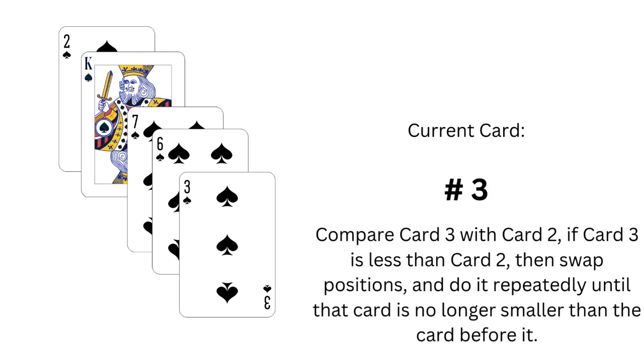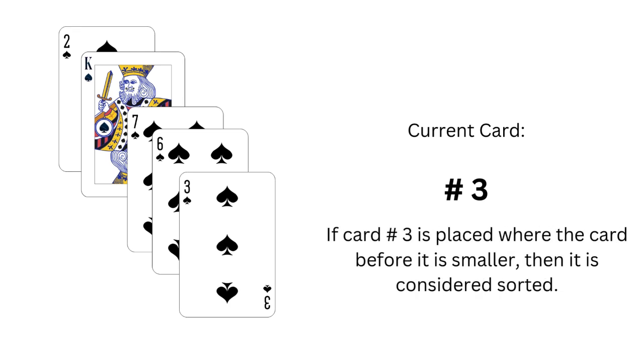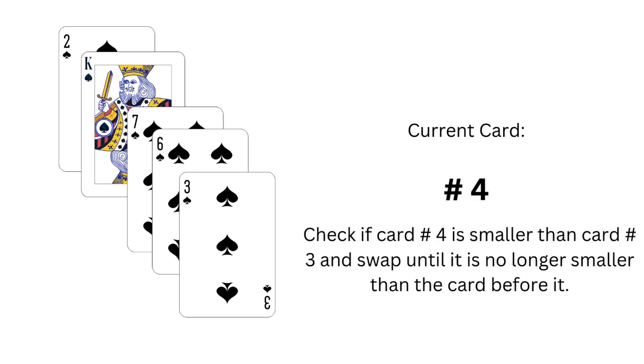Afterwards, we move on to the next card, which is card number 3, and in this case, the number 7. We compare number 7 with the card before it, which is number 6, and if it's less than card number 2, we would swap that position. We would proceed to do this until we reach the first card, or when the card that we have on hand, which is card number 7, is no longer less than the card before it. In this case, because number 7 is greater than 6 and 3, or the cards before it, then we consider number 7 to be already sorted, and we move on to the next card.